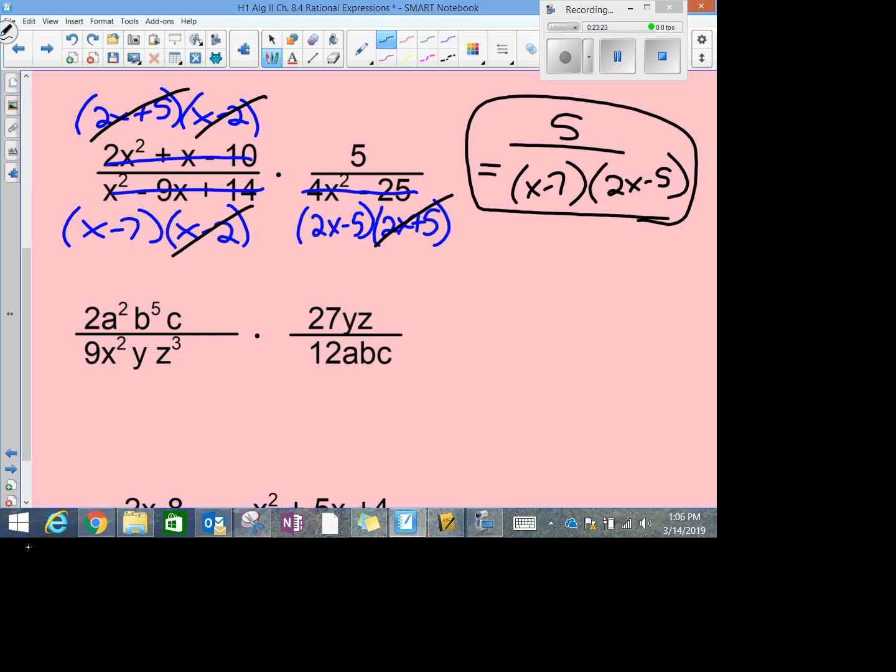Wait, what did you do with the 2x plus 5 on the top left? Oh, this we had factored in the previous notes. We did the AC method.